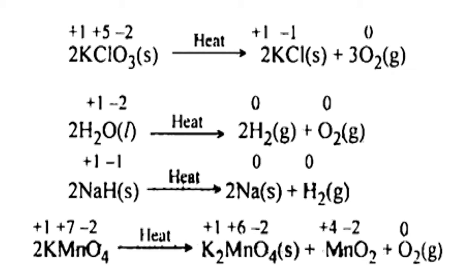Second type is what? Decomposition reactions. Potassium chlorate upon decomposition gives potassium chloride and oxygen gas. There is a change in the ON, therefore it is a redox. This is also a redox because sodium was +1, here it is 0, so change in the ON, therefore it is a redox. And the last one, decomposition of potassium permanganate, is also a redox reaction. So all these are examples of redox reactions, coming under the category of decomposition redox reactions.